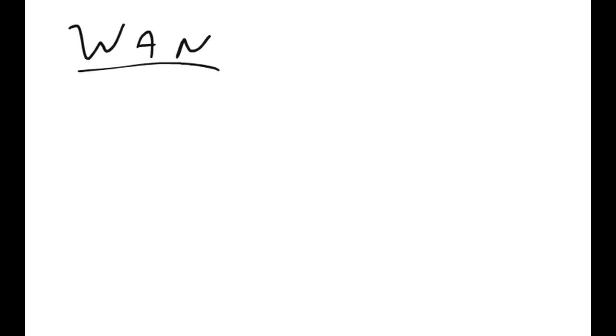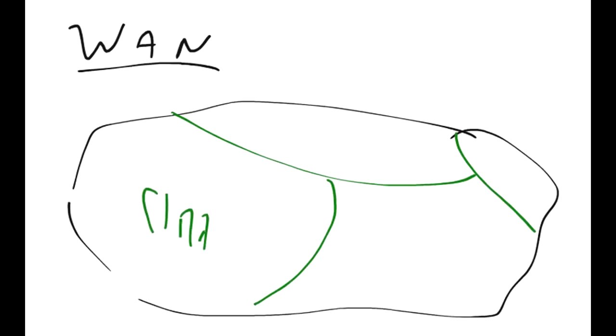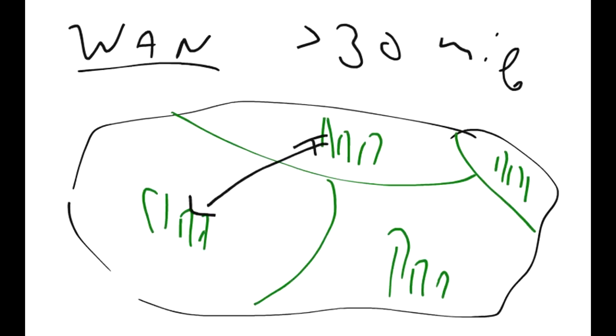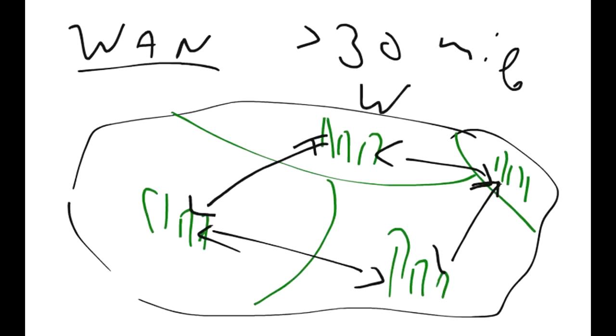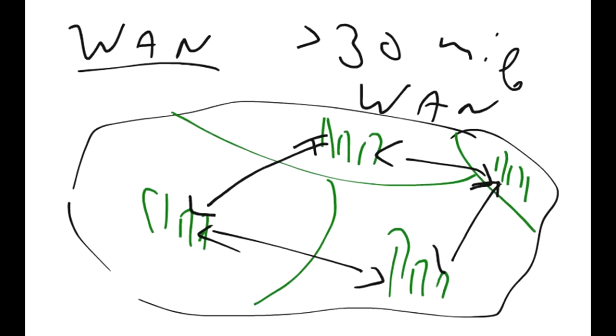WAN stands for wide area network, and let us suppose that we have a big country, and that country has 4 cities. All those 4 cities have MANs and LANs, and the distance between those cities is greater than 30 miles. Now, if we join the MANs between 2 cities, or even MANs between all the cities, then what we are creating is called a WAN, or wide area network. These can be joined, as we have discussed, with the help of communication media, and those can be wire based, wireless based, or even satellite based, and we join them to share resources.